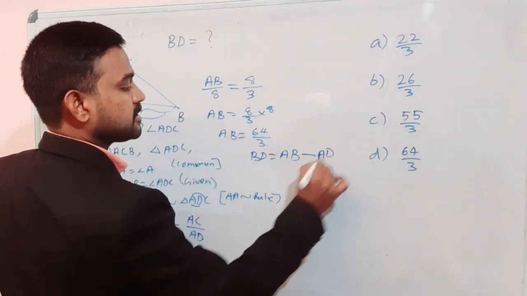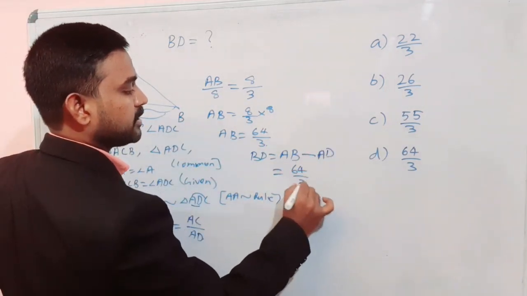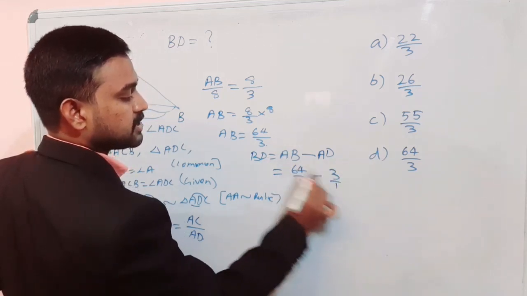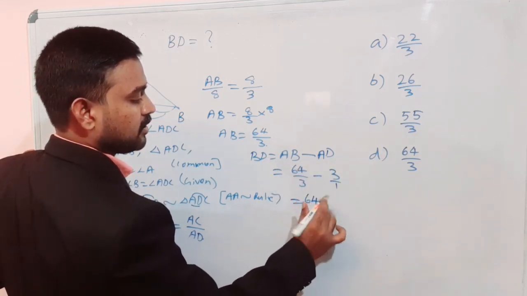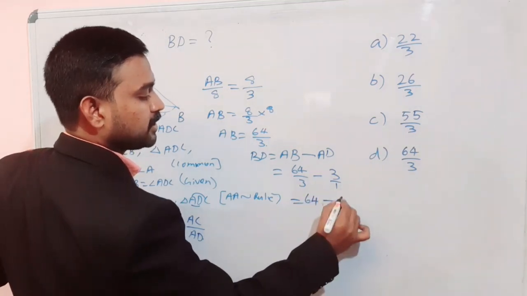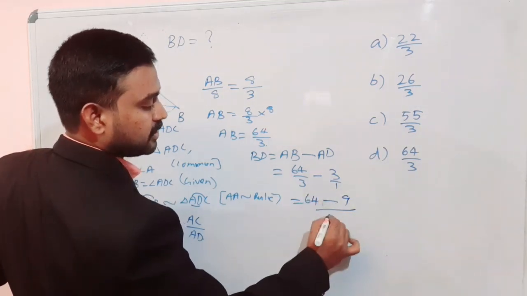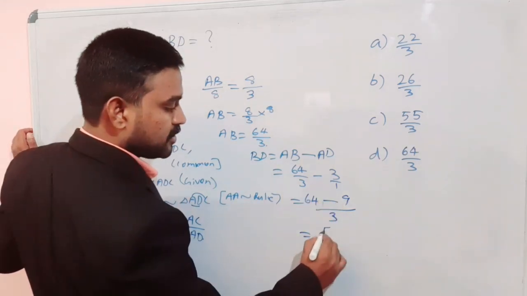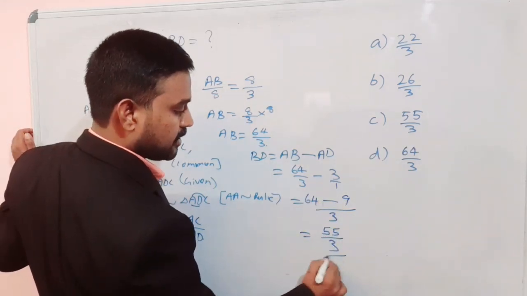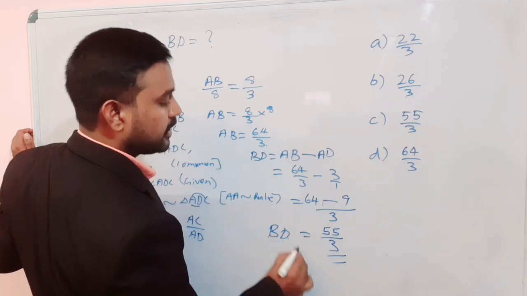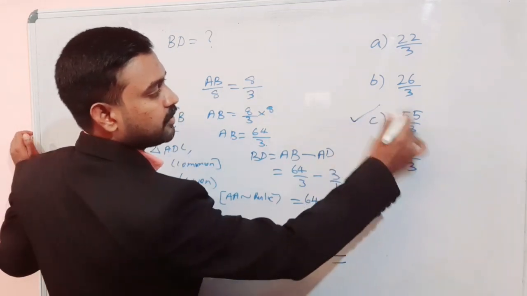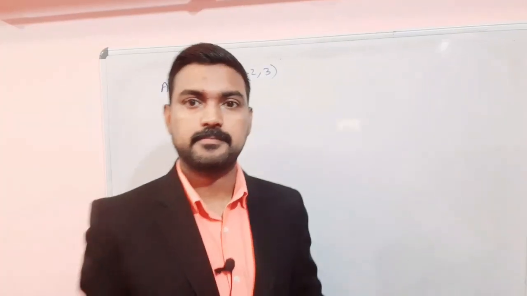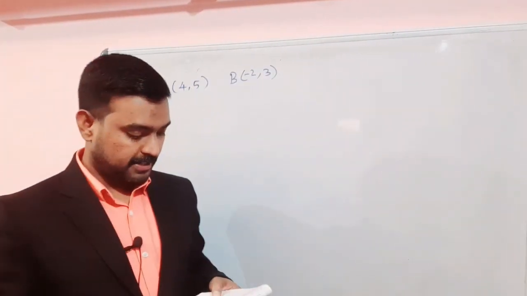So we get the answer AB is 64 by 3 minus AD is 3. We can use cross multiplication: 64 into 1 is 64, minus 3 into 3 is 9, divided by 3 into 1 is 3. 64 minus 9 is equal to 55. So 55 by 3 is the value of BD. In option C, 55 by 3 is there, which is the right answer. Okay dears, now we can go to the next question.